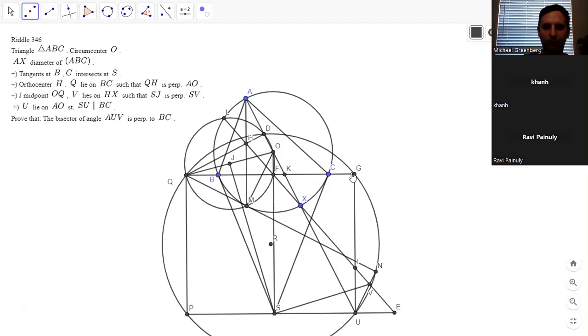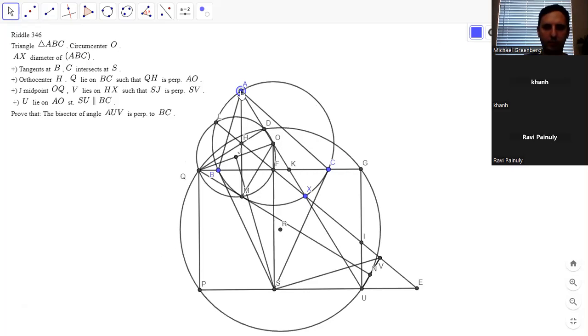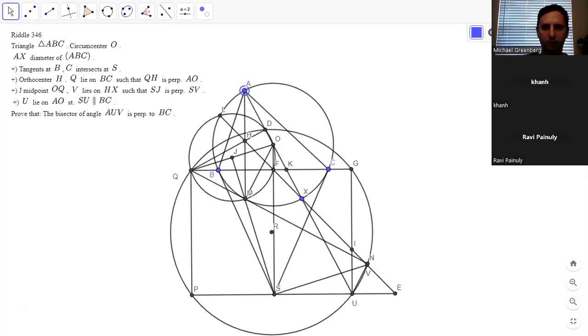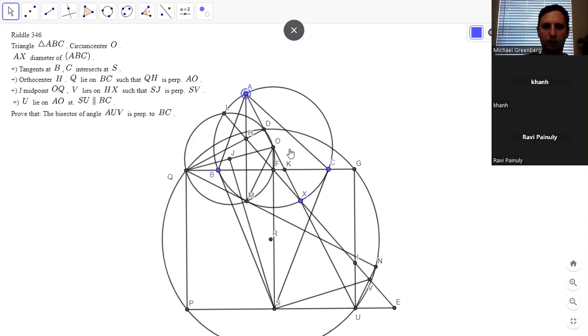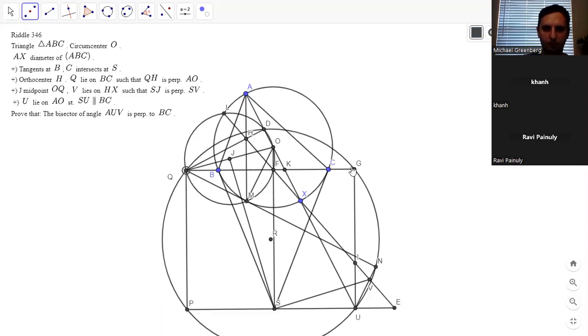I thought this was a rectangle. What am I missing here? This is not a rectangle. It just looked like one. Or wait, maybe it is. Yeah, that's a rectangle. It's just that this is not the bisector. F is not the midpoint of this side.